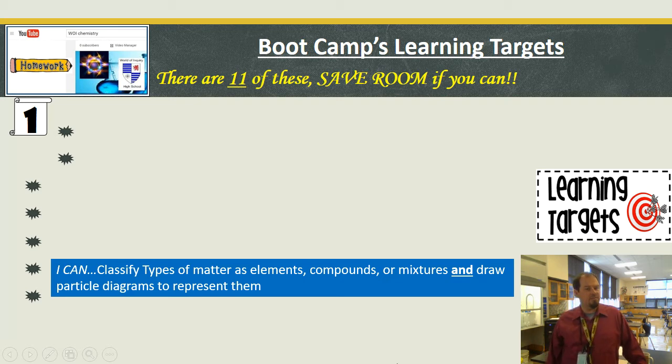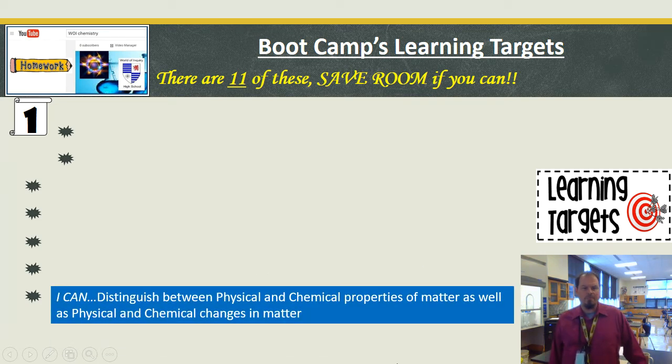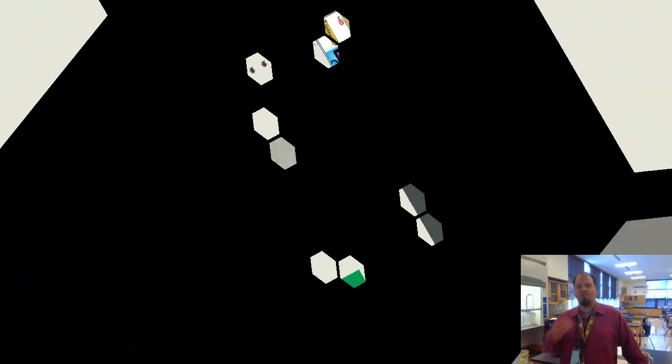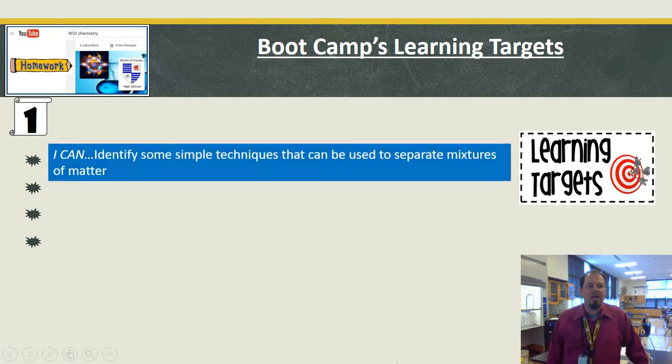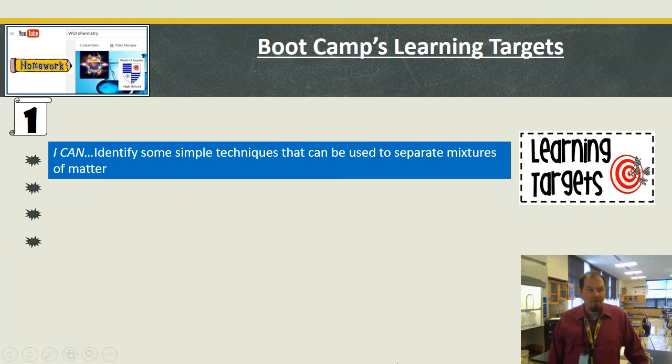Then we're going to classify types of matter as elements, compounds, and mixtures, and draw particle diagrams. So they're going to get into a little bit of chemistry here, but we'll use it in terms of 8th grade science that we learned before. Distinguishing between physical and chemical properties and changes in matter, physical and chemical reactions. Okay, that's big. There'll always be some question on the Regents exam about that. Okay, and simple techniques to separate matter.